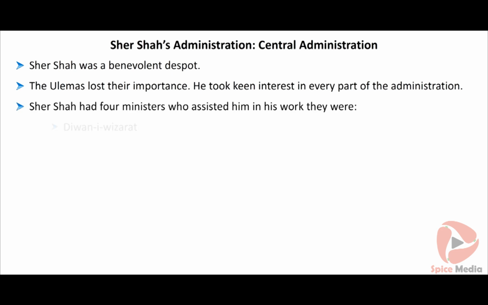They were Diwan-e-Wizarat, who took care of his income and expenditure, Diwan-e-Ariz, who took care of recruitments in the army and in organizing it as well, Diwan-e-Rasalat was in charge of envoys and ambassadors, and Diwan-e-Insha took care of the royal proclamations and dispatches.